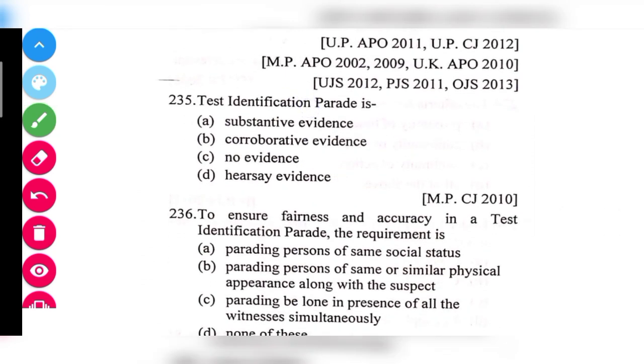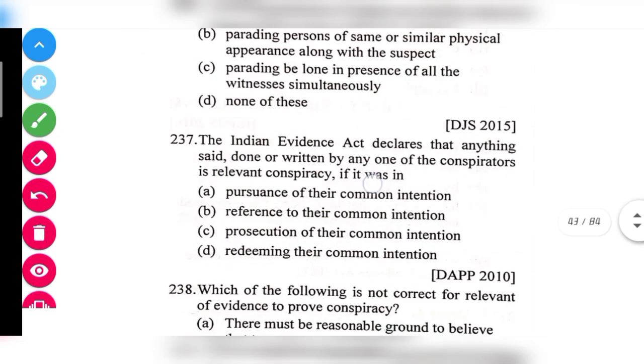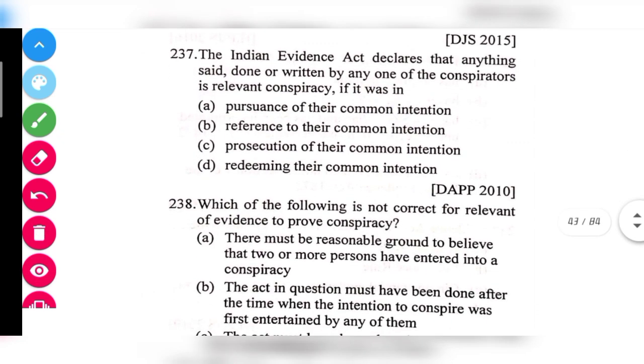235. Test identification parade is. Answer is B. 236. To ensure fairness and accuracy in a test identification parade, the requirement is. Answer is B. 237. The Indian Evidence Act declares that anything said, done, or written by any of the conspirators is relevant conspiracy if it was in. Answer is B.